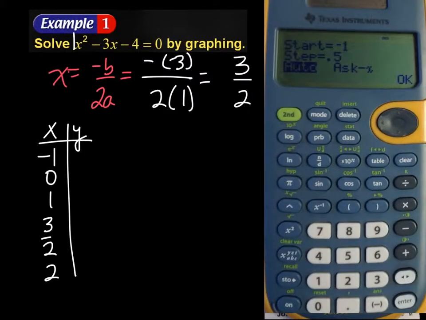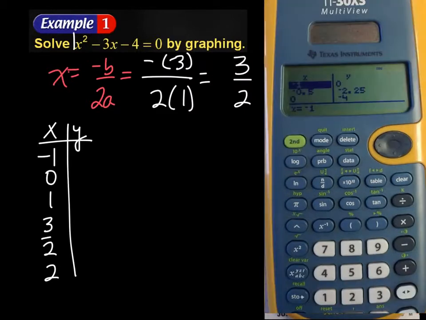I decided to start at -1, so you need to use the -1, and step by 0.5 because I wanted to get that 3/2 to show up, and then leave it on auto and hit enter, enter, enter until you've got OK. After you've hit enter enough times to get this screen to show up, you can just use your down arrow to scroll through and we can fill in our values.